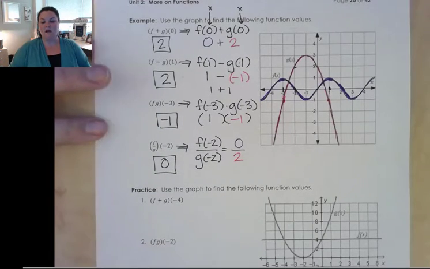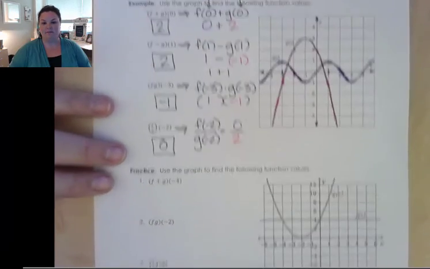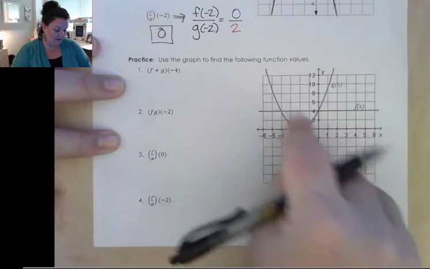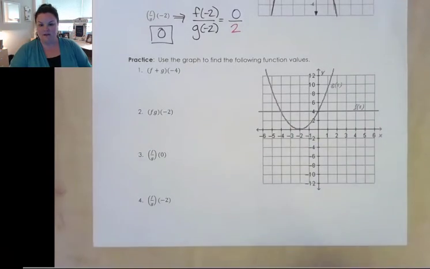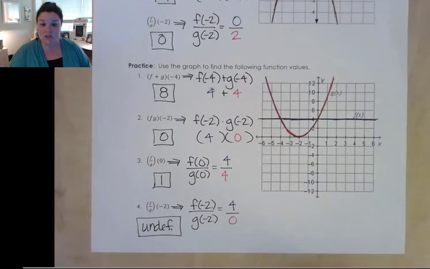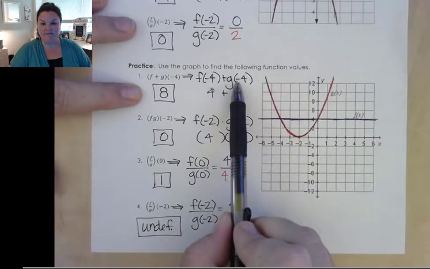Okay? All right, so there are 4 for y'all to try at the bottom of the page here. If it helps, go ahead and color in the graphs and figure out what those 4 are evaluated, and then we'll go over them.